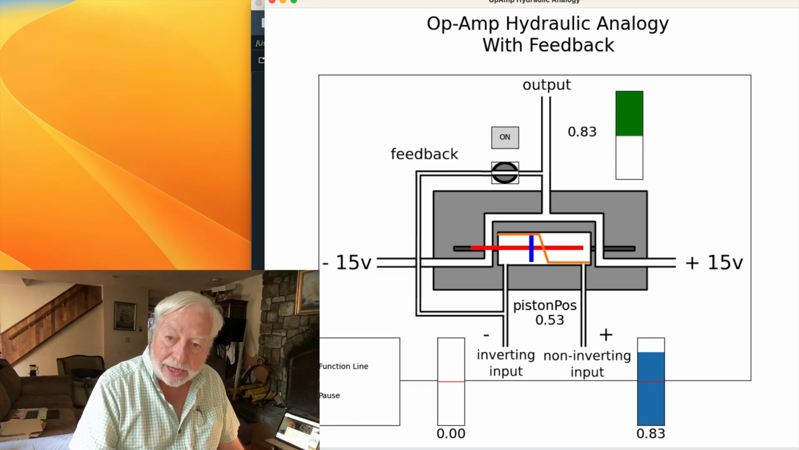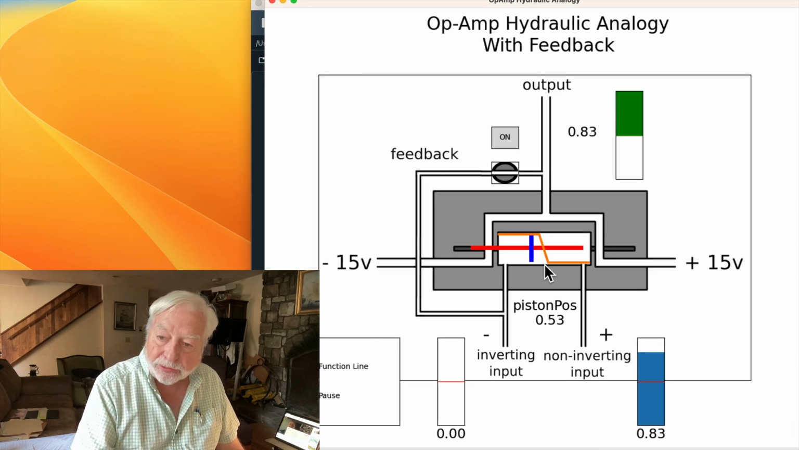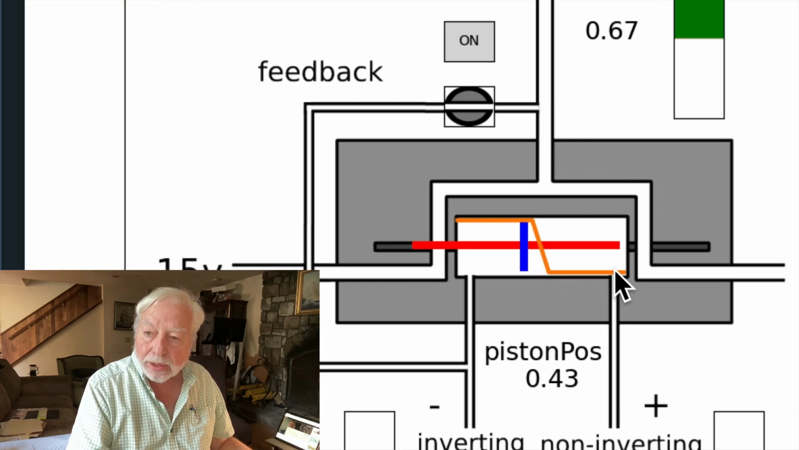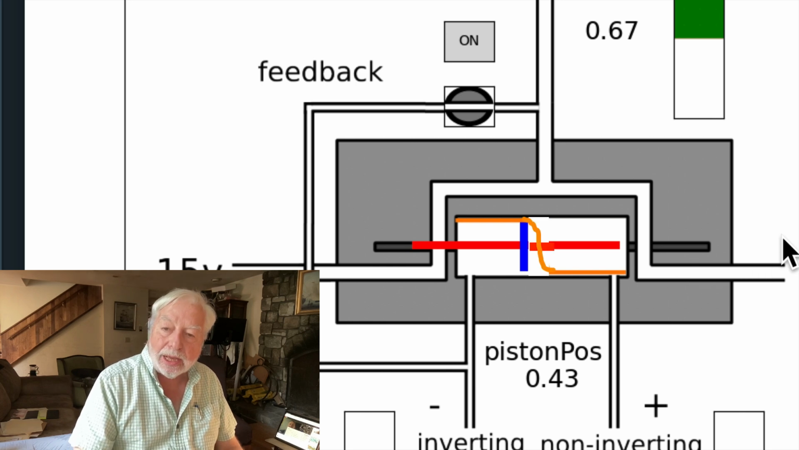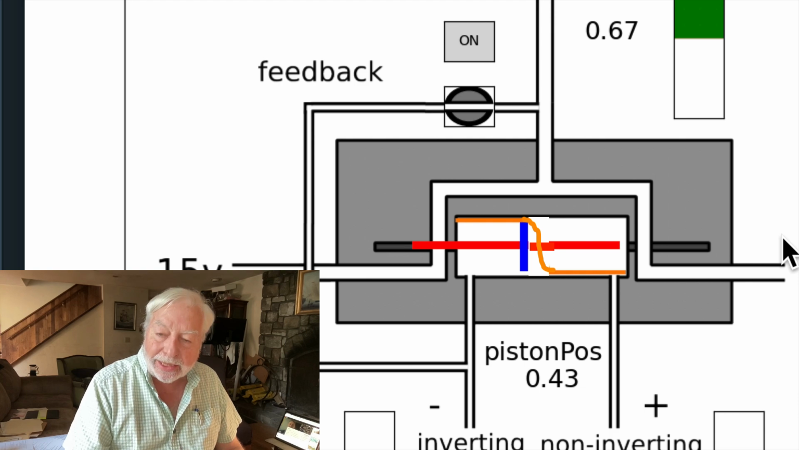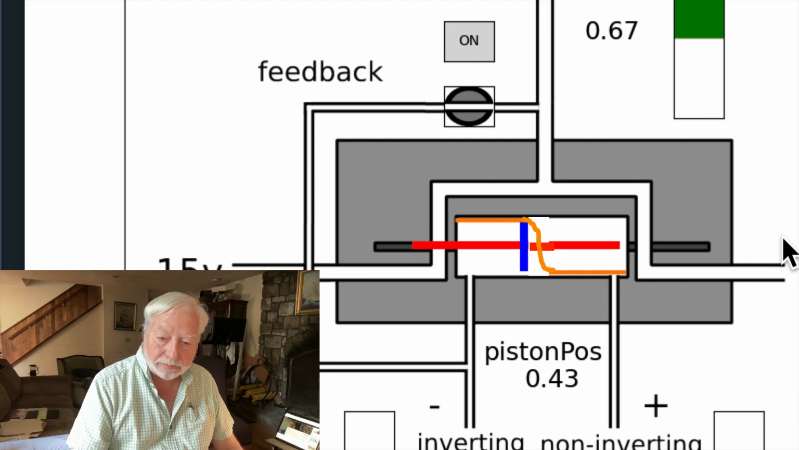So the function line does not really need to be strictly linear in the middle. A more realistic function would be this, a smoother function, but as long as it's monotonically continuous.